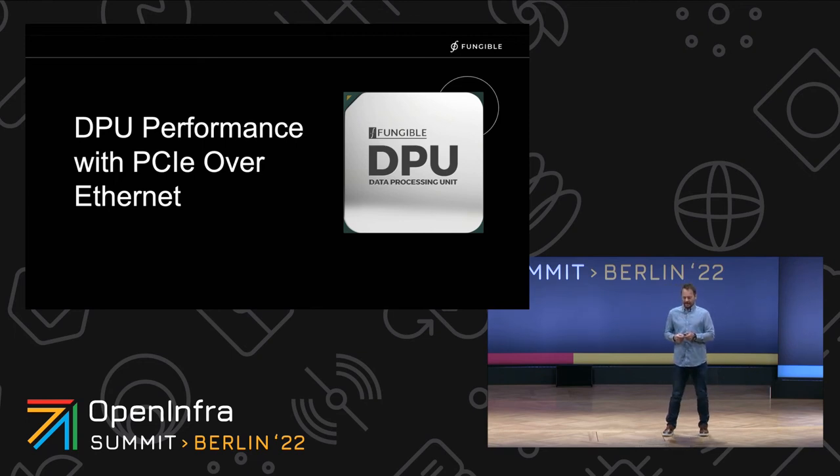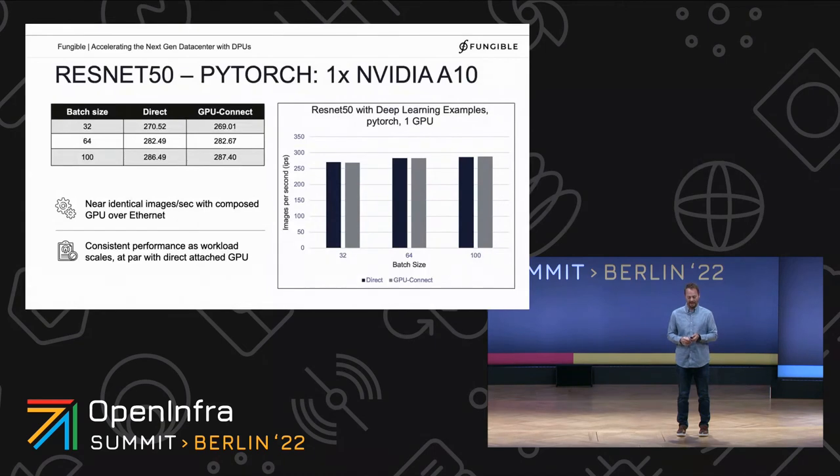I'll probably repeat a little bit from yesterday, but here are just some numbers around what we've seen in testing. The idea of remotely attaching GPUs, I think, has been tested in the past, and a typical question we get is, well, what about performance? How do you handle this over Ethernet? Obviously, PCIe is pretty latency sensitive. And so we ran benchmarks as we were developing this product.